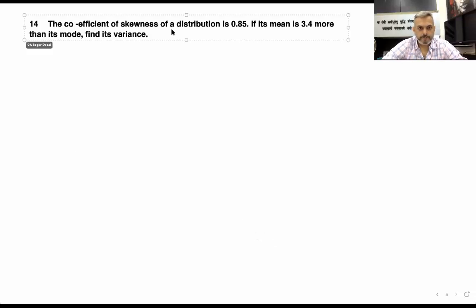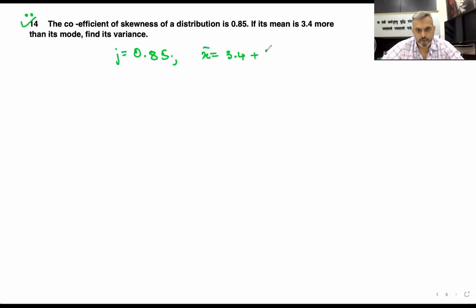Now, over here in the 14th sum, mark it again, important for exam. The coefficient of skewness of a distribution J is equal to 0.85. If its mean is 3.4 more than its mode, it means mean is equal to 3.4 more than its mode. So you can write it this way, mean is equal to 3.4 plus mode. Or mean is equal to mode plus 3.4. That also you can write.